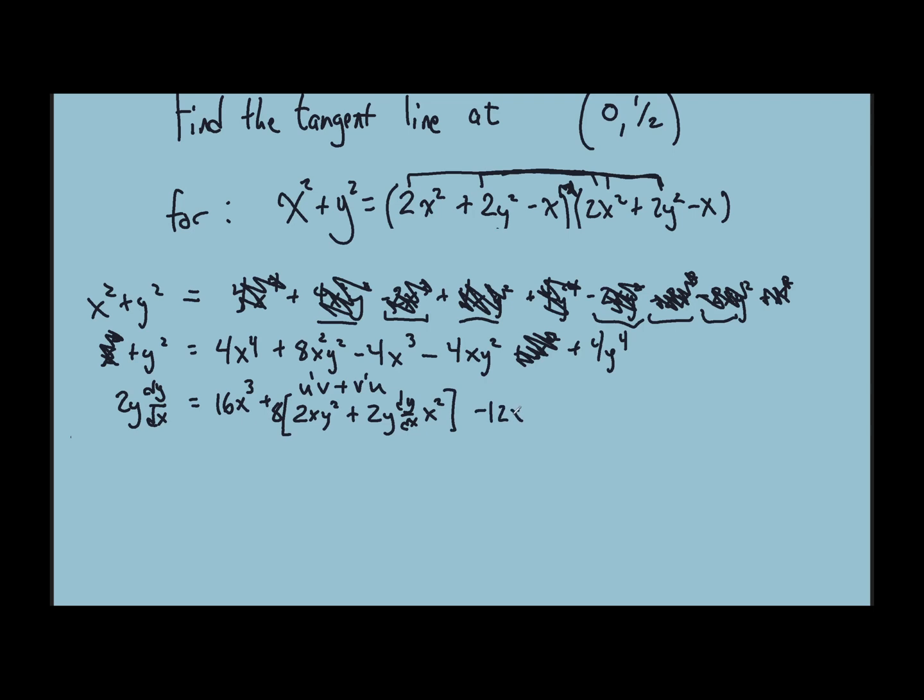Minus 12x squared minus 4, chain rule, or product rule: u prime v plus v prime u. The derivative of x is 1, so we just get y squared here, plus v prime, which is 2y dy/dx times x. And then we have plus 16y cubed dy/dx.